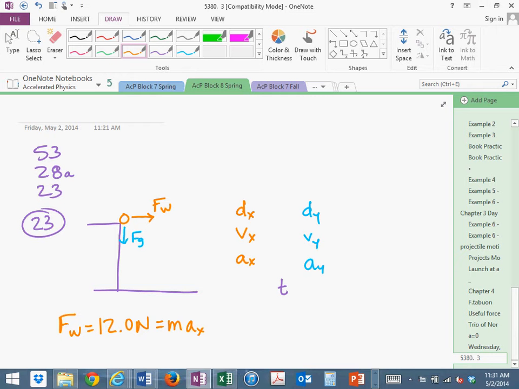28A, let's take a look. It says draw a free body diagram showing the weight and normal force. So weight means what? It's close. It's not the mass. It's a certain force. Which force is it? Force due to gravity. Okay. So if you see the word weight, you can automatically, every time, transfer that into F sub g.